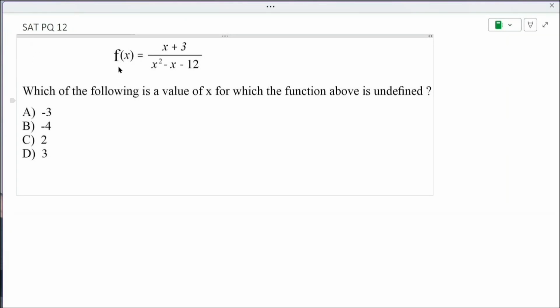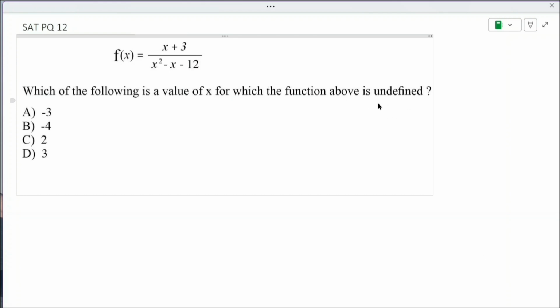Question 12. You have f of x equals x plus 3 over x squared minus x minus 12. Which of these following is a value of x for which the function above is undefined? Now, the word that points to the topic from which this question comes from is the word undefined. Although it also carries the topic functions, but that is not important in this case.